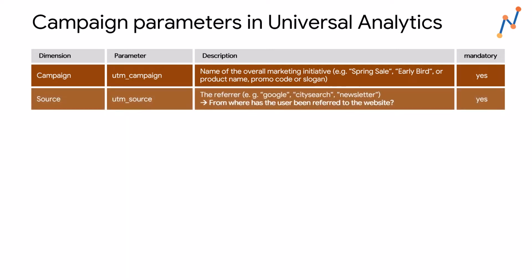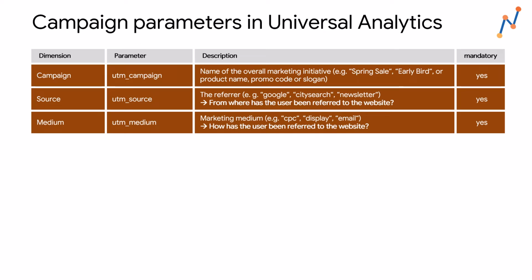The second mandatory dimension is source and is represented by the parameter UTM source. This dimension is used to tell you about the referrer of an ad, for example Google, Citysearch, newsletter, and therefore answers the question, from where has the user been referred to the website? And the last mandatory dimension is medium with the corresponding parameter UTM medium. Using this dimension tells you more about the marketing medium you have used to drive traffic to the site and answers the question, how has the user been referred to the website?